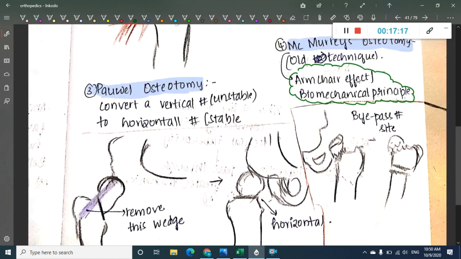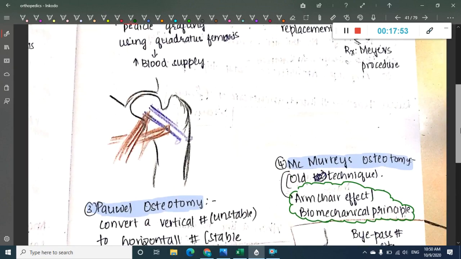What we do in this Mac-Murray's osteotomy is, this is the fracture line, right? So we will remove or cut this part. This is the fractured part, the fracture line. Along with this line a cut is made, and we will cut this part of bone, then bypass this side and attach it in this way, so that it gives good stability. But right now we are not using this Mac-Murray's procedure.